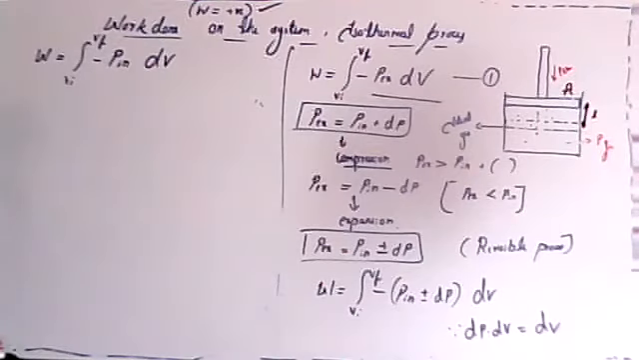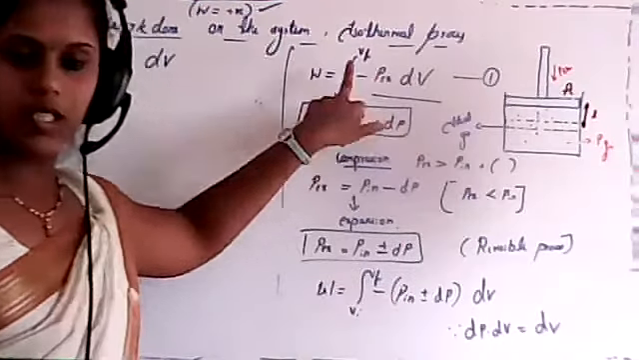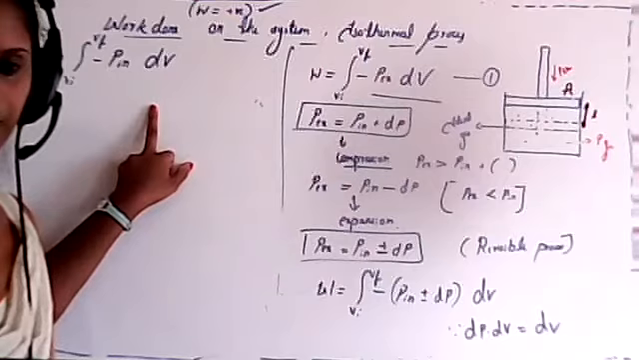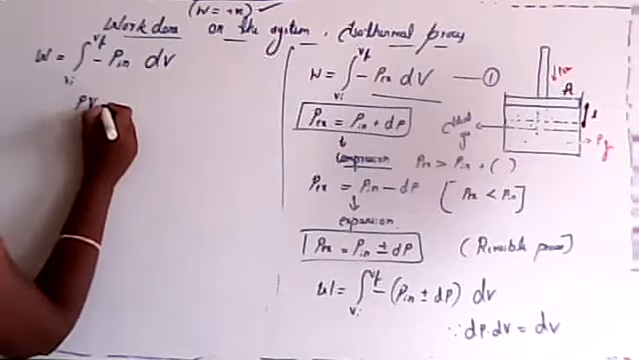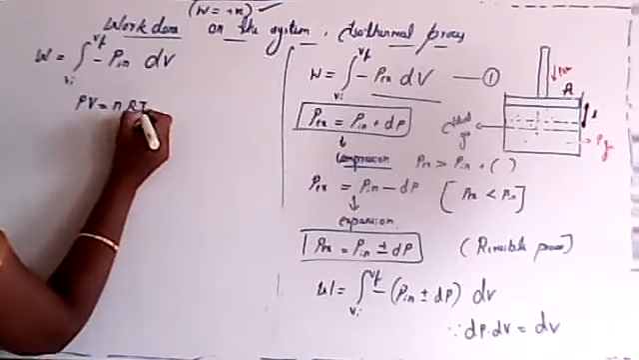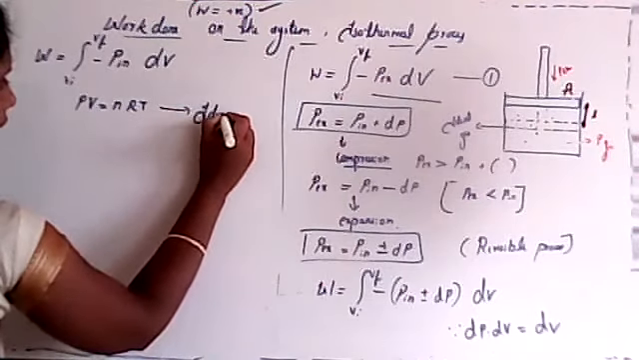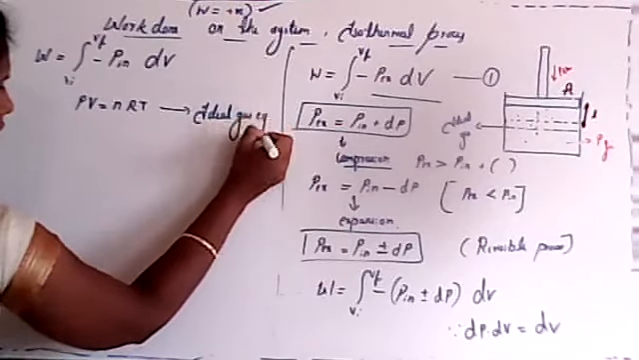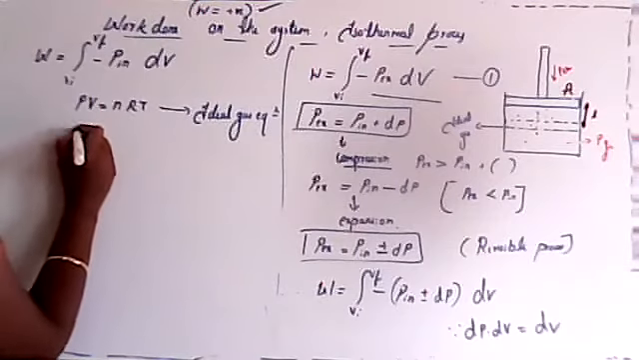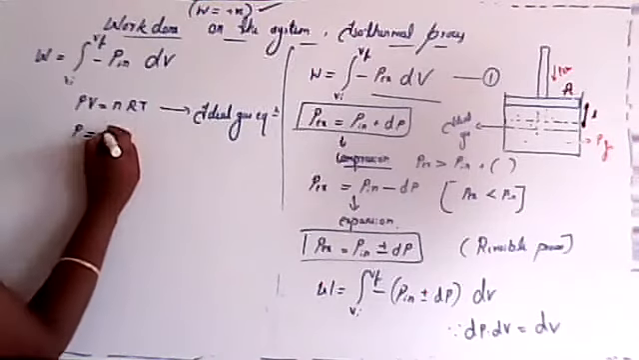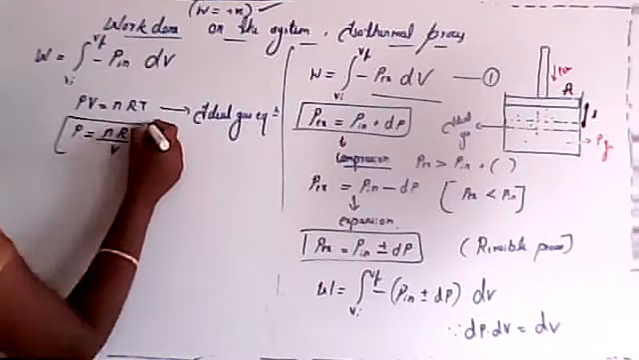dV. Is it clear, student? We just exchange P external with P internal. Clear? So now we know the relationship between PV and nRT. PV equals nRT is nothing but the ideal gas equation. Clear? So now what is P, student, in this case? Just cross multiply. P is equal to nRT divided by V.